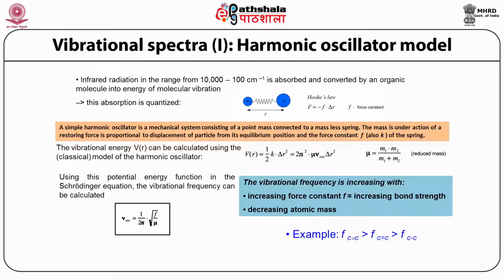The vibrational energy can be calculated using the potential energy function in the Schrödinger equation. The vibrational frequency can be calculated as nu equals 1 by 2 pi root of f by mu. This is the example: f for a C triple bond C, C double bond C, and C single bond C. You can see here that the force constant of the triple bond is more compared to the double bond, which is more compared to the single bond.